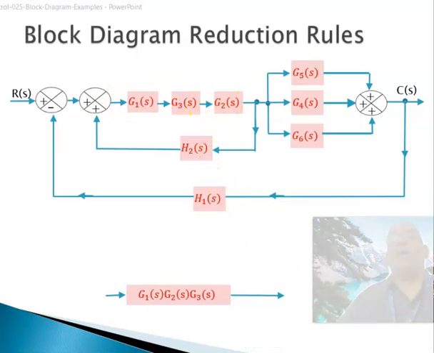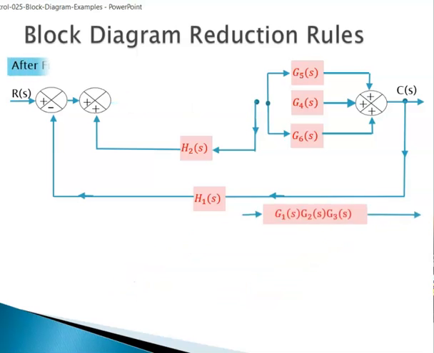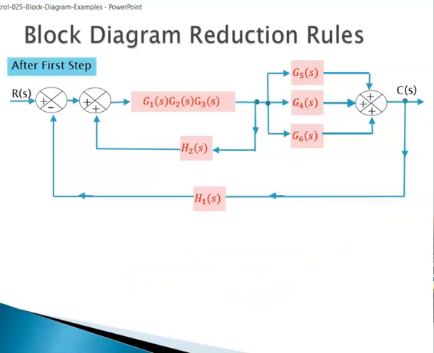We do that by showing it here. Let me click here. We will erase this and put this block in its place. You can see how it is done. It is erased and this one block is in this place. So you draw this schematic and say that this is after the first step. After the first step of simplification, your block diagram looks like this.